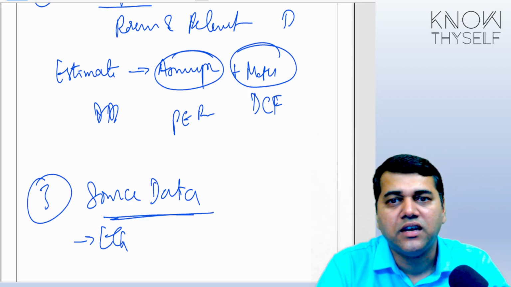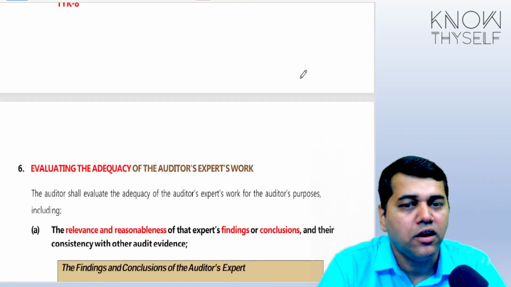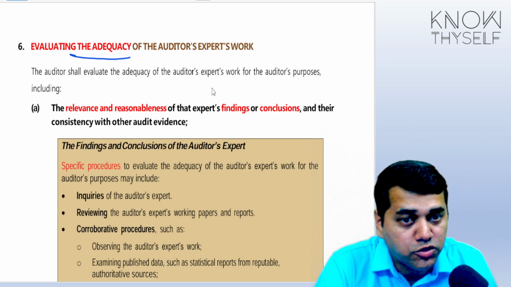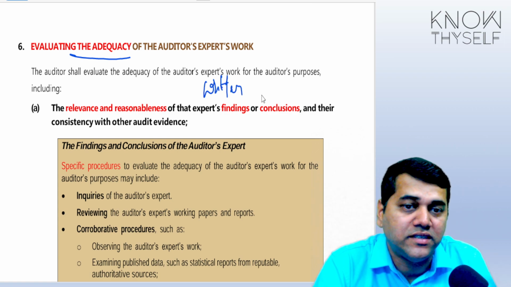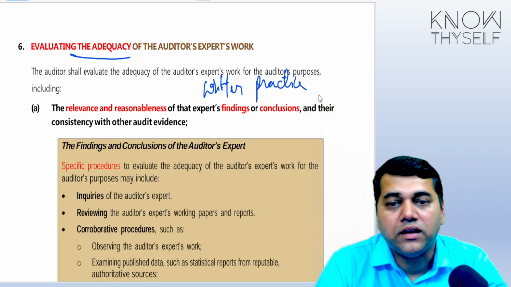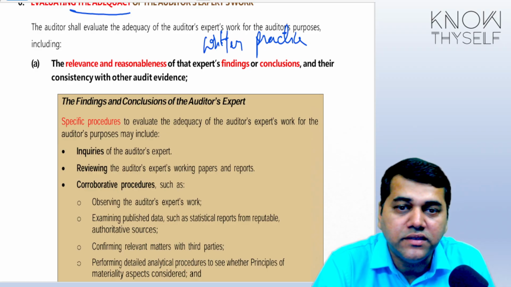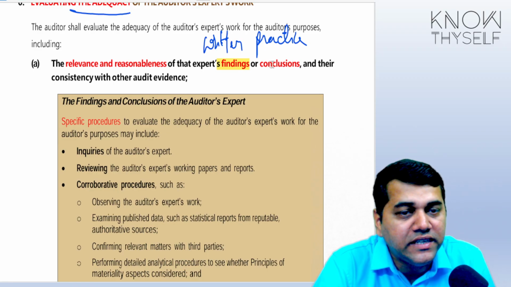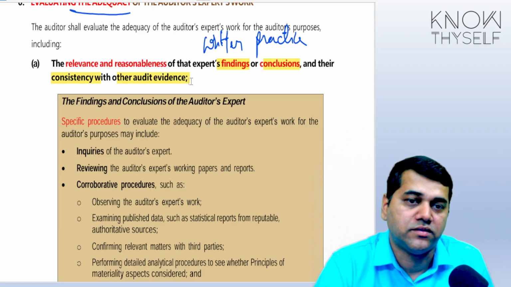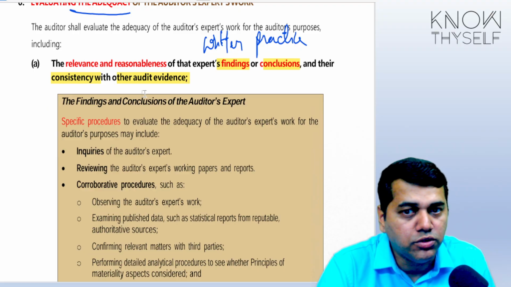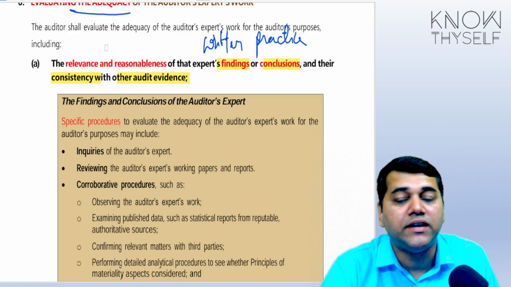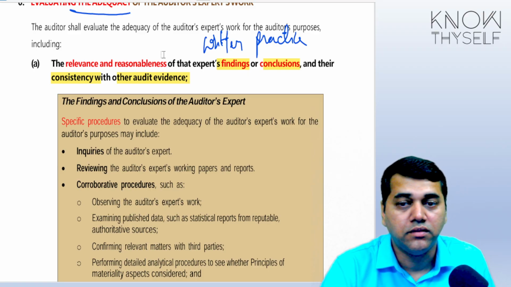All the three things have to be verified in an audit also. So when you talk about evaluating the adequacy, this has to be written and practiced. Okay, you have to write and practice. 1. Relevance and reasonableness of the expert's findings and conclusions and their consistency with the other evidence. The very first thing you need to understand is how relevant and reasonable their findings and conclusions are.